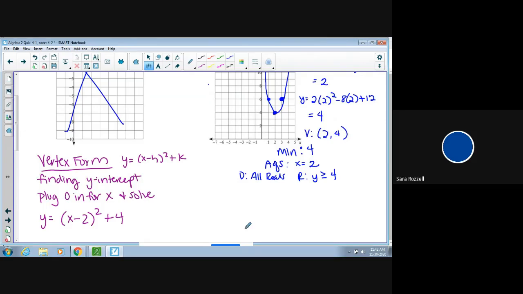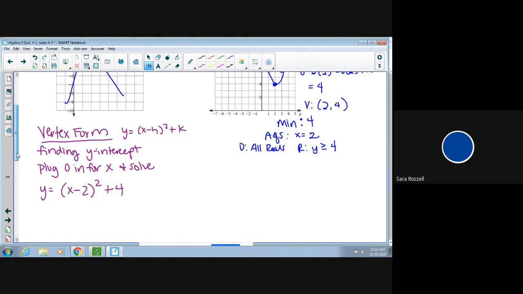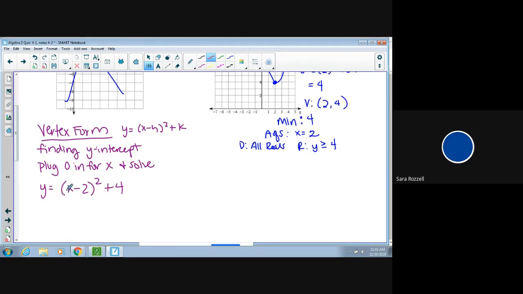So if we had this problem, y equals (x minus 2) squared plus 4, and we wanted to find the y-intercept, it is not positive 4. The positive 4 tells us how much we're shifting our graph up. So to find our y-intercept, we've got to plug 0 in for our x, and then we evaluate it. Okay, and you can just type that right into your calculator, no problem. This is going to be 4 plus 4, and that makes 8.